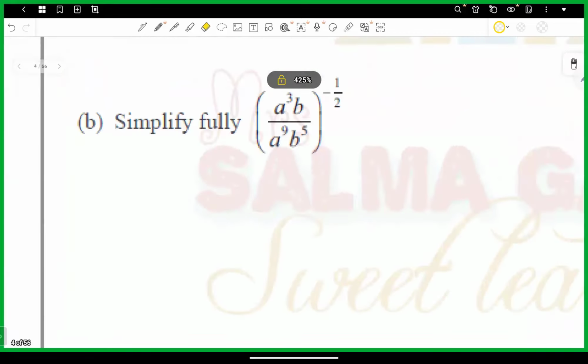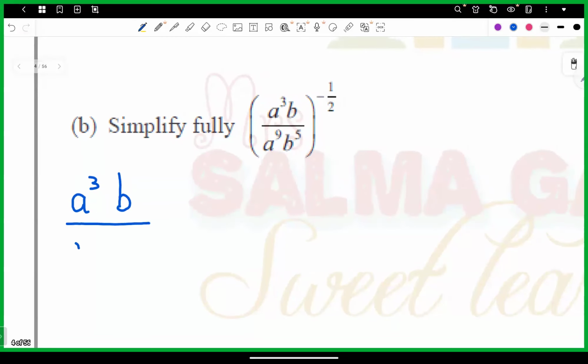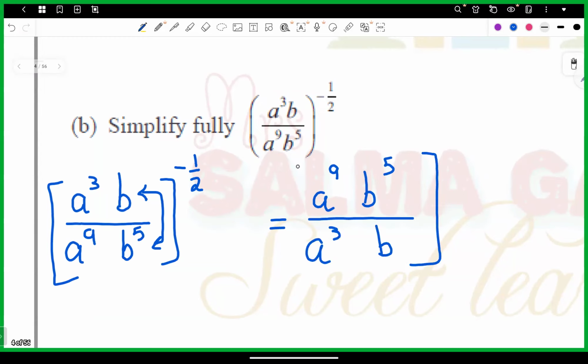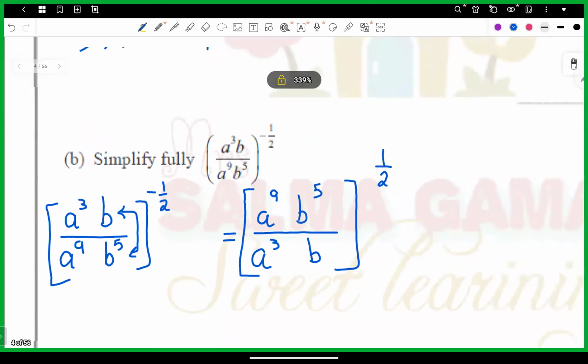That one. So a to the power of 3, b over a to the power of 9, b to the power of 5, close the bracket, to the power of minus half. Can I turn this upside down and cancel this takeaway sign? The takeaway sign becomes, so a to the power of 9, b to the power of 5 over a to the power of 3, and then b to the power of positive half, not takeaway. So this is the first step. You have to do it like this.